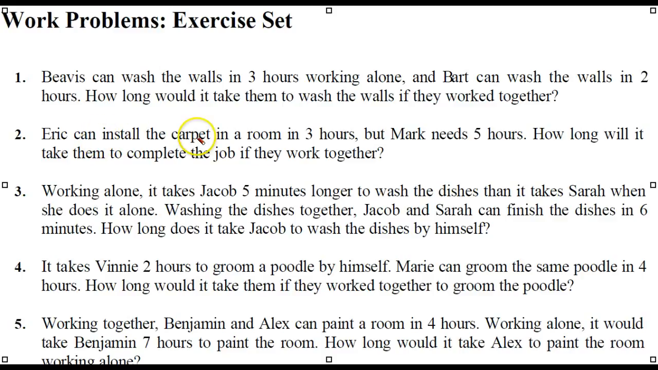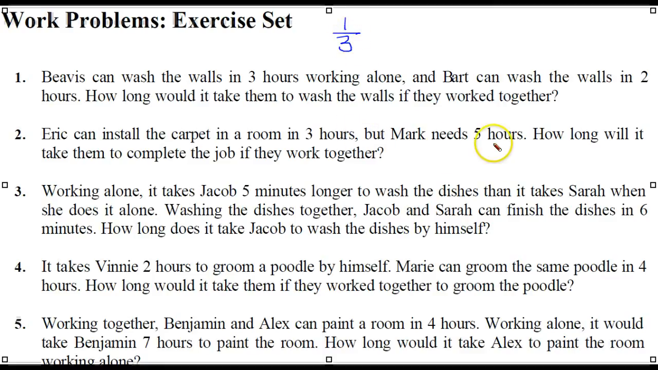So Eric's rate to do something would take him 3 hours. So his rate would be 1/3. He can get 1/3 of the job done in 1 hour. So the rate per hour is 1/3 of the job.